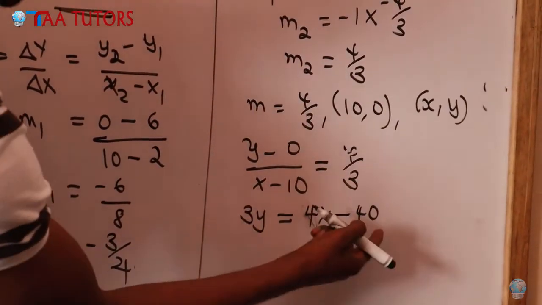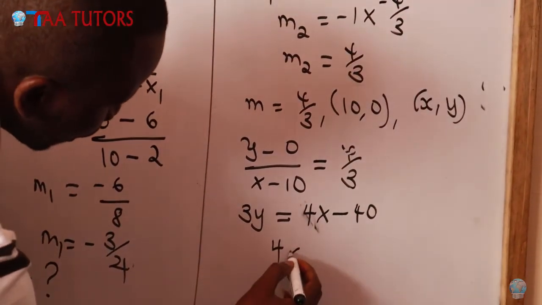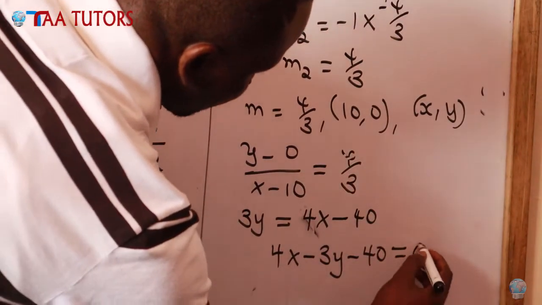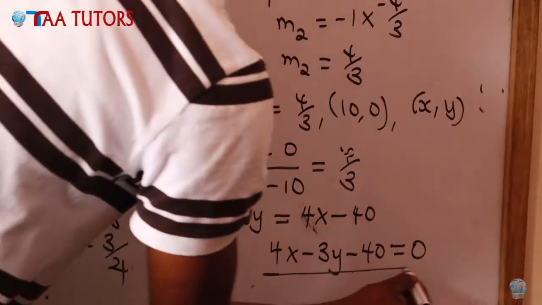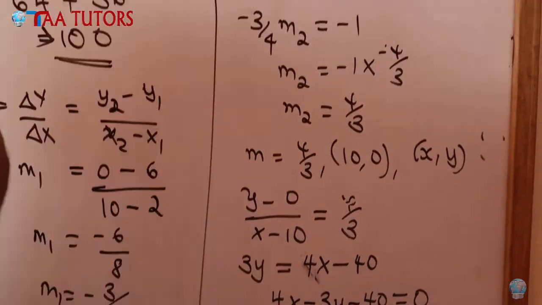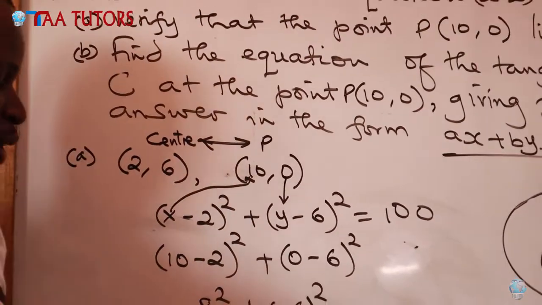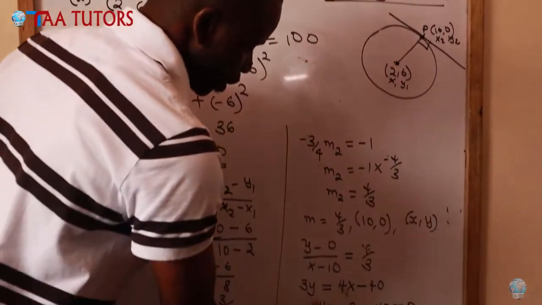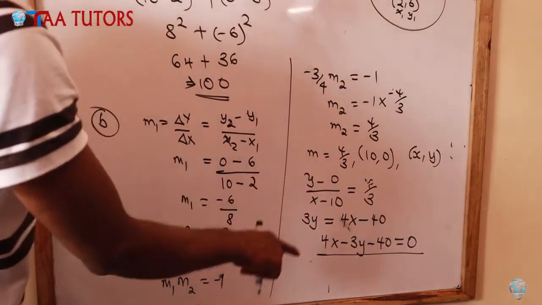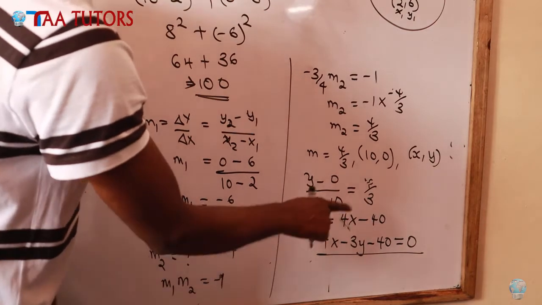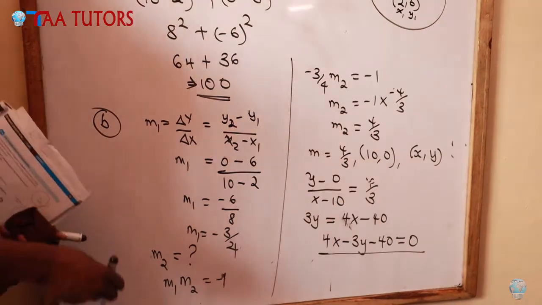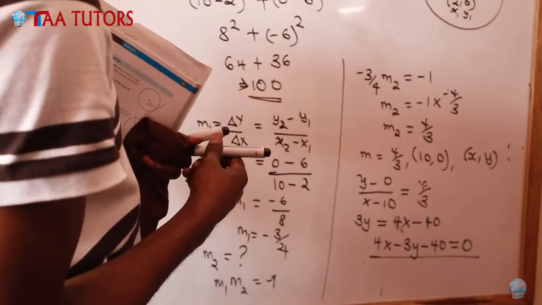I will take y to the other side, so I'll say 4x minus 3y minus 40 equals 0. This will be the equation of the tangent to C at the point (10, 0) to the circle. So this is the equation. We remember that we have seen many ways to write this equation. We can write it in this form: ax plus by plus c equals 0, ax plus by equals c, y equals mx plus c. Those are ways of writing this particular equation.